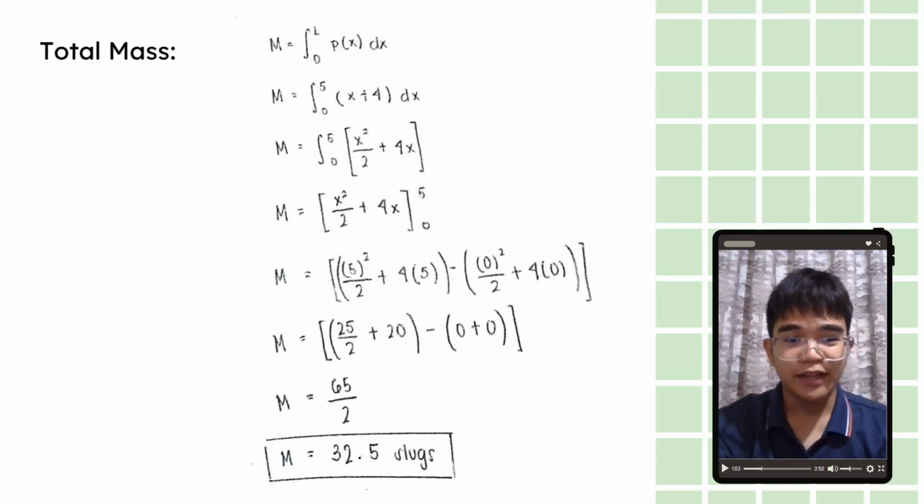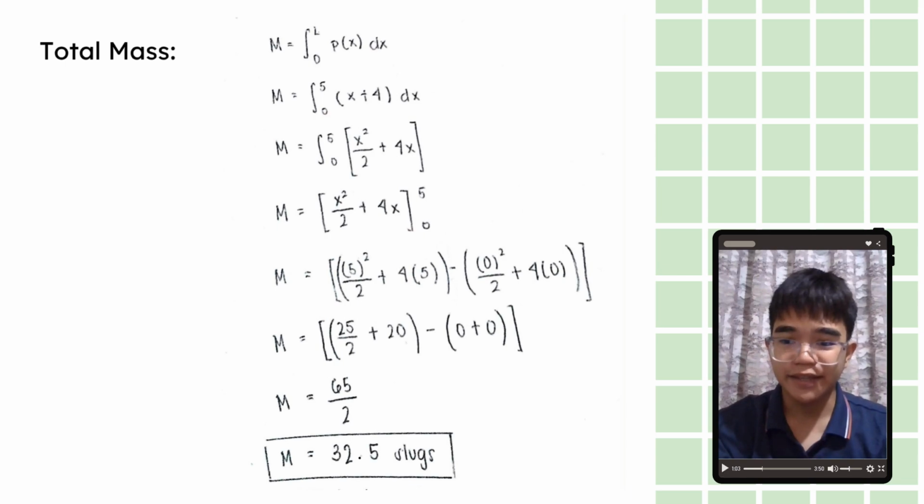Let us proceed to the calculation of the total mass, and in calculating the total mass, we recall the definition of the mass of a rod. That is, m equals to the integral from 0 to L of P of x dx. Since we know our interval and P of x, we now have m is equal to the integral from 0 to 5 of x plus 4 dx.